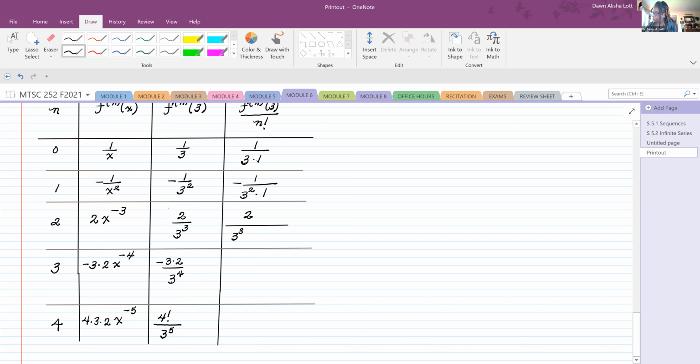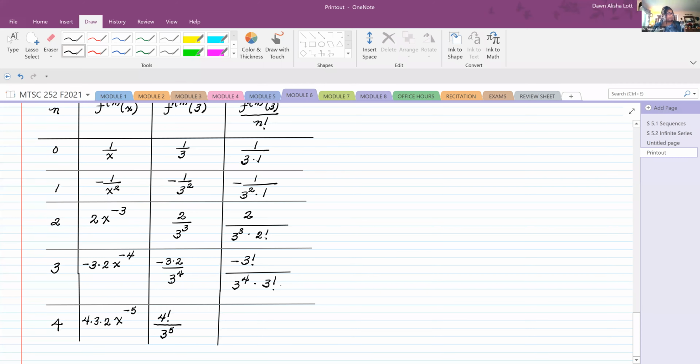But I'm going to multiply by 2 factorial. Here, I'm going to get negative 3 factorial divided by 3 to the 4th, but I have to multiply by 3 factorial.